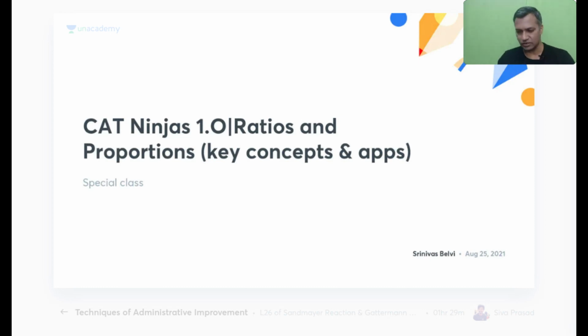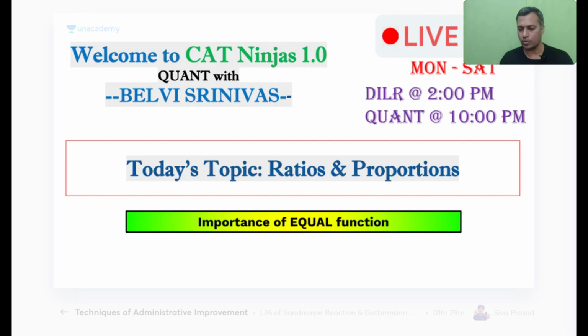So let's get started. Before I get started, let me quickly tell you what I'll be talking about in this particular lecture. I'll be talking about one important thing: the word "equal" when it comes in ratios and proportions, technically. I'm not talking about variation. That's another topic for another day, and a beautiful topic in itself. From a CAT perspective, I will take a separate lecture on that.